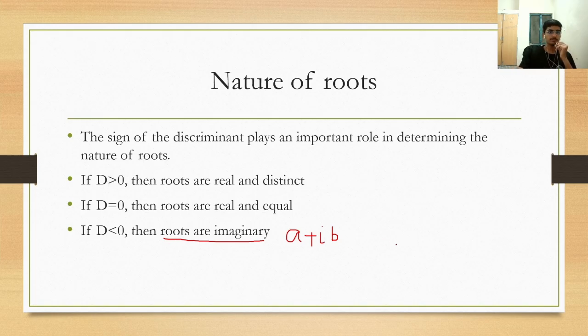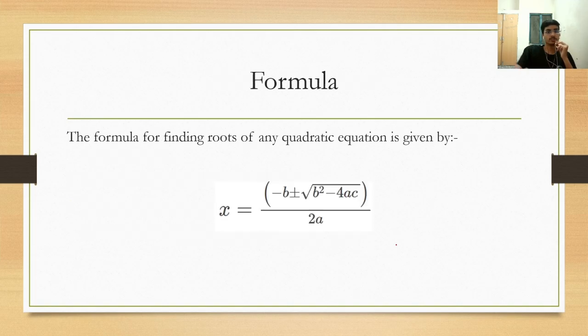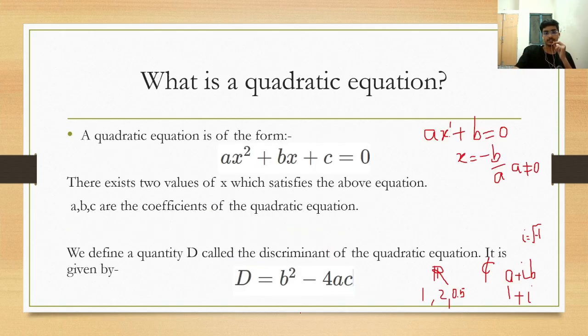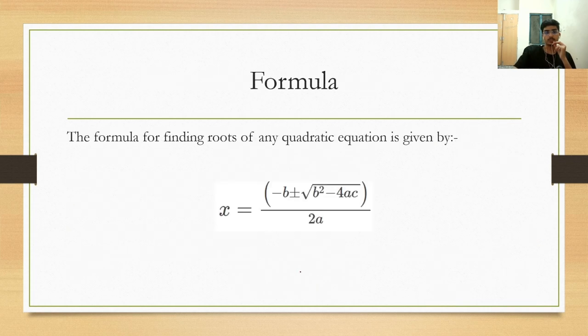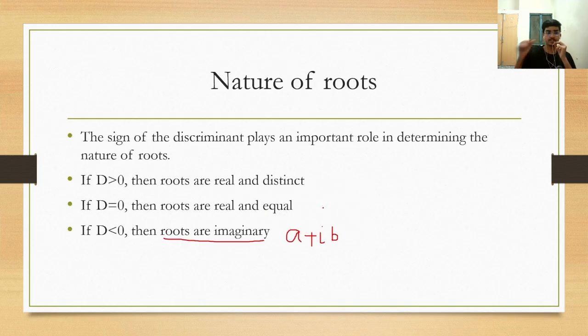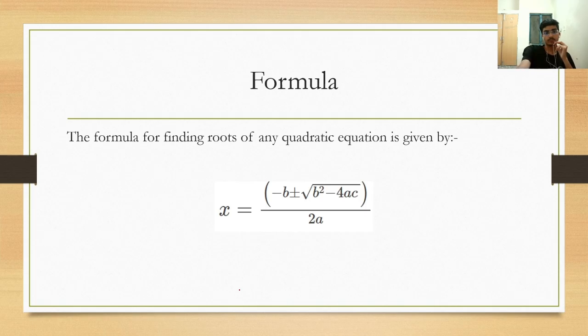Let's move ahead. The formula for determining the roots, x, is given by minus b plus or minus the square root of b square minus 4ac, all over 2a. We know that b square minus 4ac is known as the discriminant, D, so x is minus b plus minus square root of D over 2a. As you can see, if D is negative, the square root term would be imaginary and the roots would be imaginary. If D is positive or equal to 0, then the roots are real.